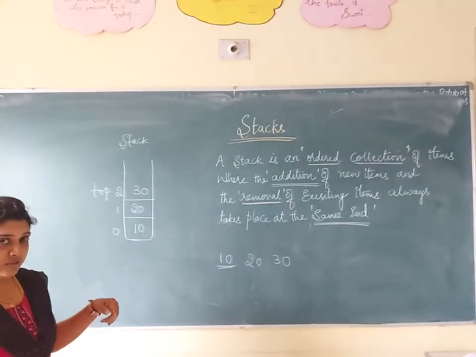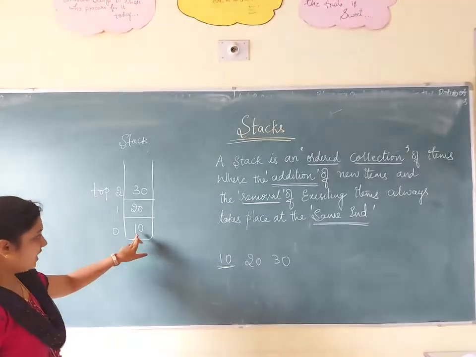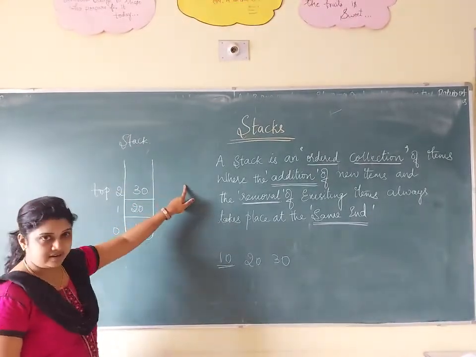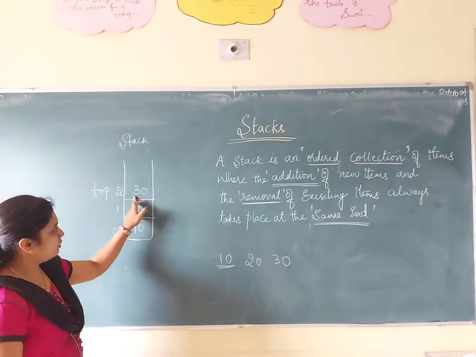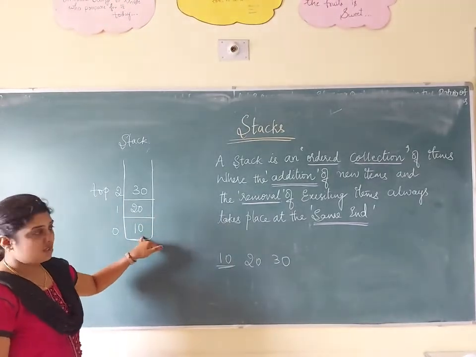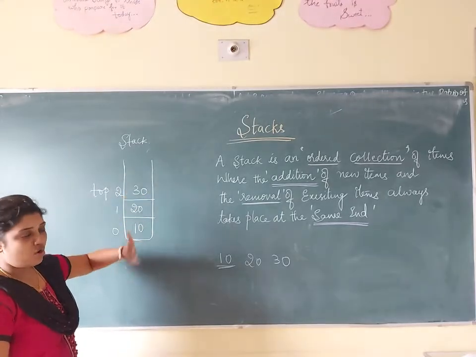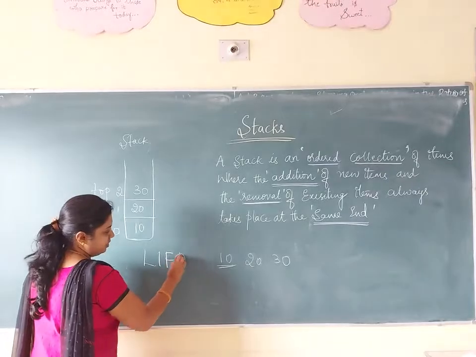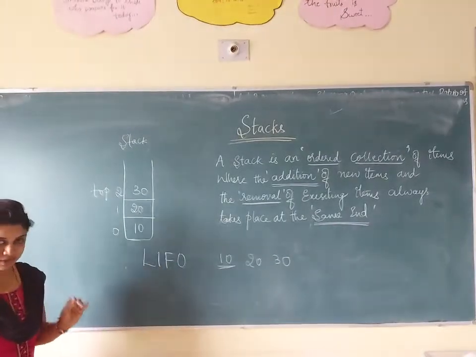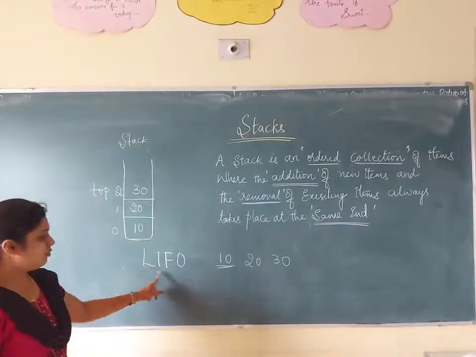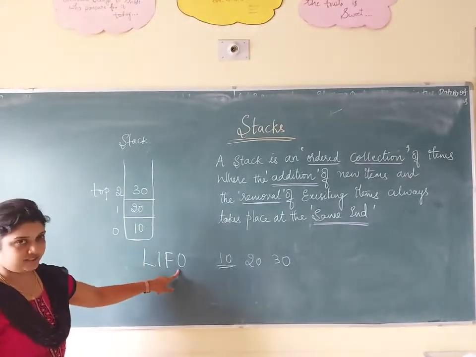Okay, suppose I want to remove 10. Directly we cannot do it because we have only one end. First, what do you have to do? You have to remove 30, followed by 20, followed by 10. So that's why stack always performs in LIFO. Stack always performs with the principle LIFO, that is last in first out.